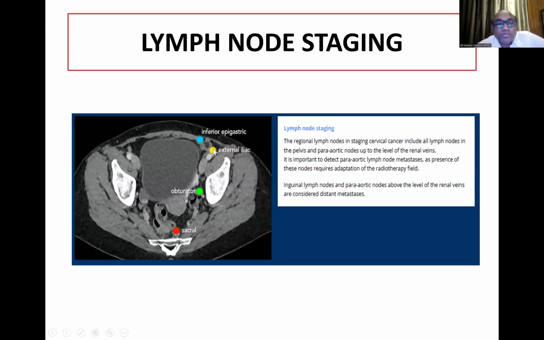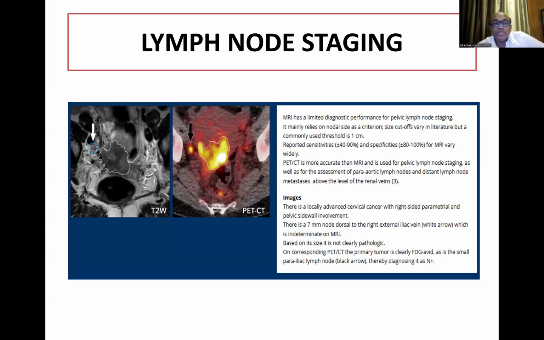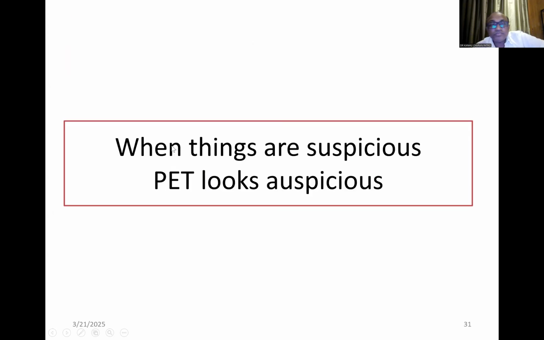So you have to see, this is the inferior epigastric, this is external iliac, this is obturator and sacral. Mostly, one thing you have to tell: if there is inguinal node involvement and para-aortic nodes above the renal pelvis involvement, it is called a distant metastasis. Otherwise, all are regional. Sometimes the nodes in the MRI may look benign or suspicious. You have to do PET-CT. This will be complementary, and PET-CT is superior to the MRI.